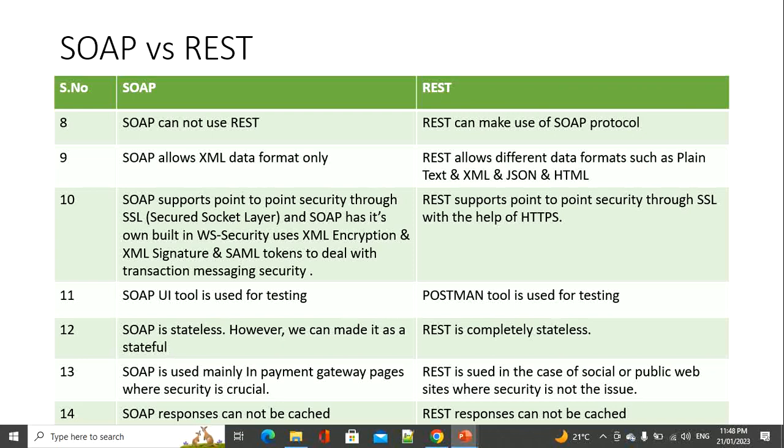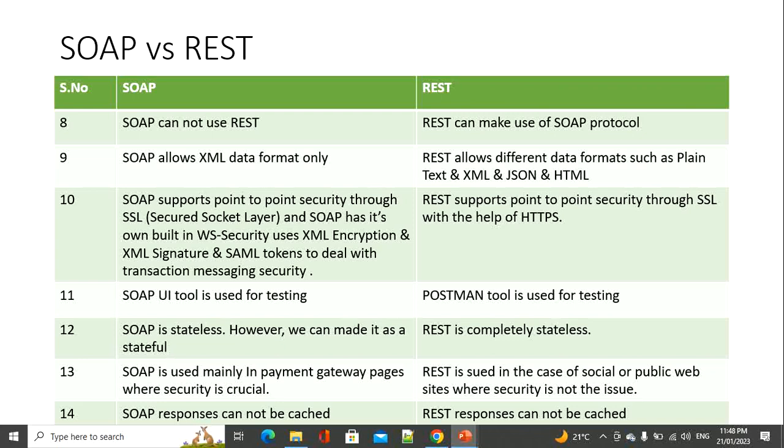Next point: SOAP allows the XML data format only. In order to communicate between client and server, they will communicate with each other in the form of this XML data format only. But in the case of REST, REST can use different data formats. For example, a few data formats are plain text, XML, JSON, and HTML. So REST supports many MIME types and data formats.